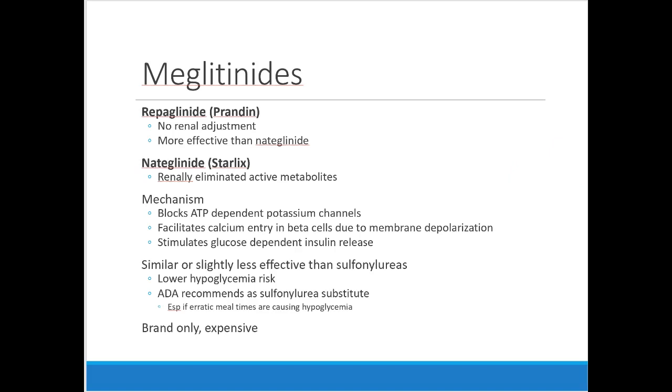Meglitinides are repaglinide or nateglinide, or Prandin and Starlix. These ones aren't super common, but they do have a somewhat unique mechanism. They block ATP-dependent potassium channels, facilitate calcium entry into beta cells, and stimulate glucose-dependent insulin release. They're slightly less effective than sulfonylureas, but similar. They have really low hypoglycemia risk.